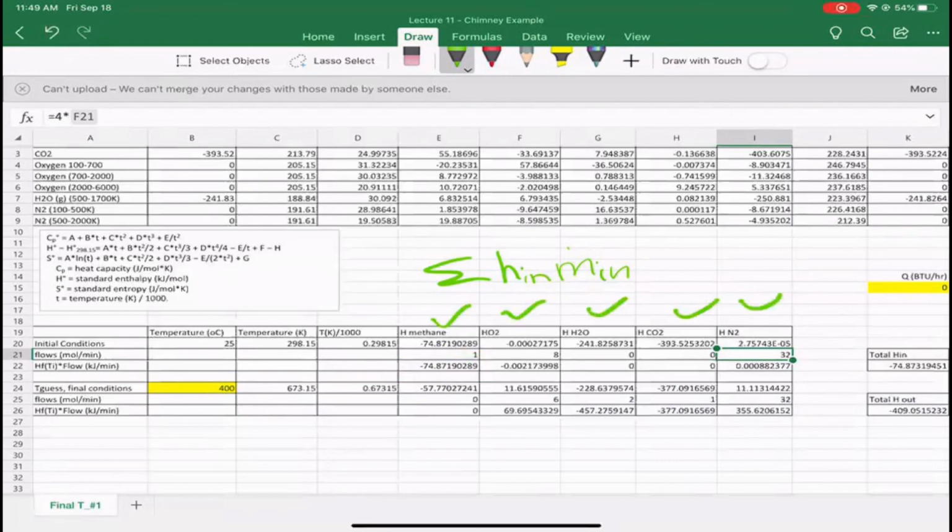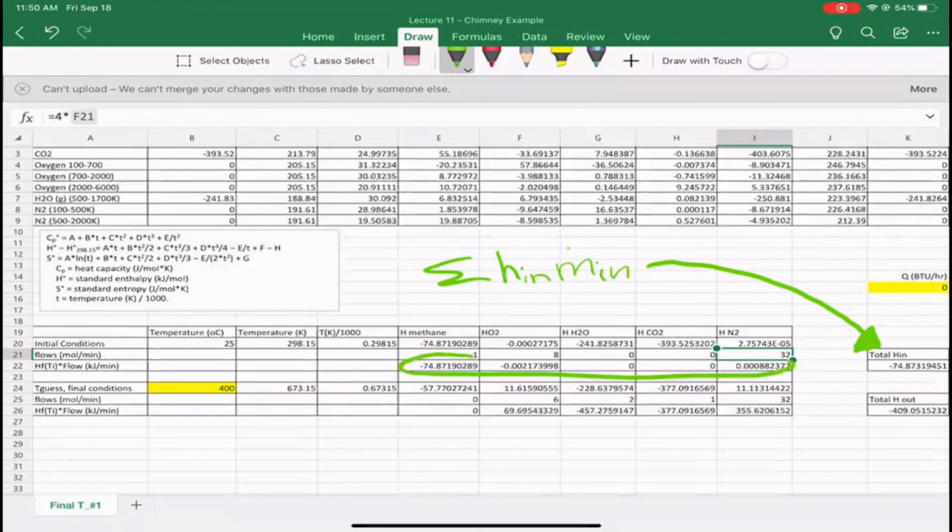And so then for me, when I solve this problem, what I'll do is take each one of those, all of these cells, and sum them in that cell. What that means is that in my spreadsheet, this cell is just the sum of H in times m dot in. Okay, it's just the sum of these. Then I did the same thing with the exit.